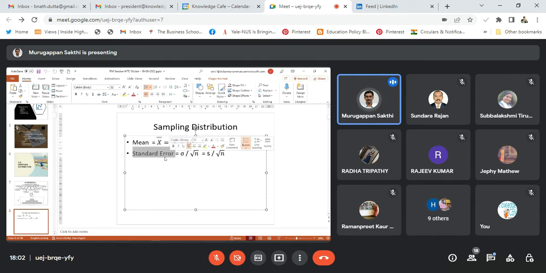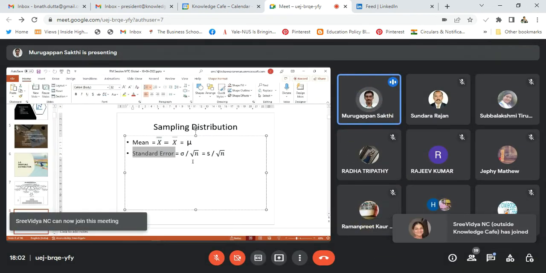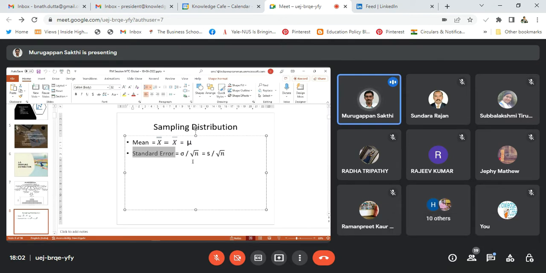Standard error is nothing but the standard deviation of the sampling distribution, and it can be calculated by sigma divided by root n. There is no necessity to collect n number of samples and calculate the standard deviation from them. Simply we can take the population standard deviation, if it is known, and divide it by root n, or otherwise take a sample, calculate the standard deviation denoted by small s, and divide it by root n. That represents the standard error, the standard deviation of the sampling distribution. This is what the central limit theorem says.